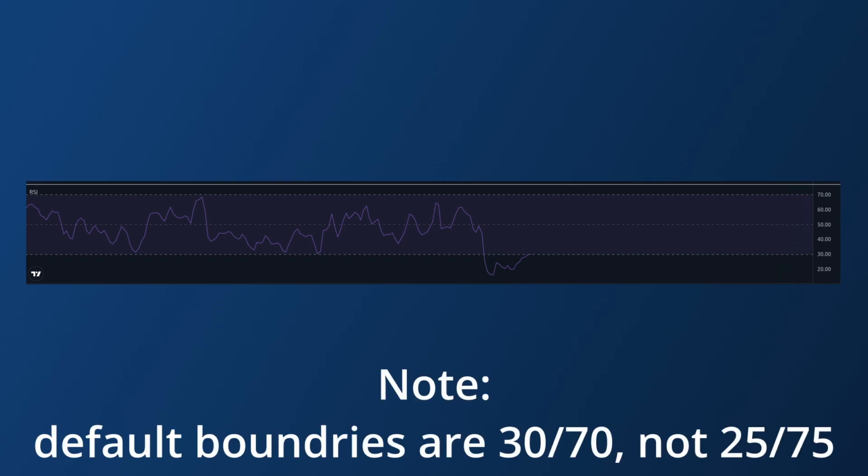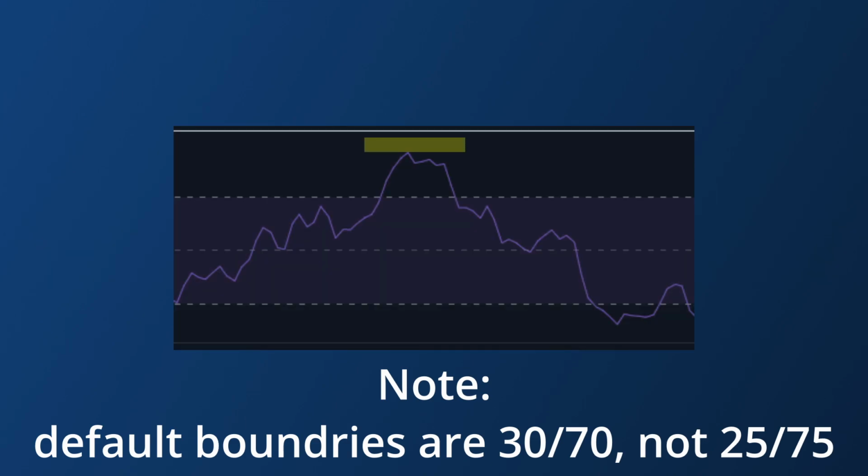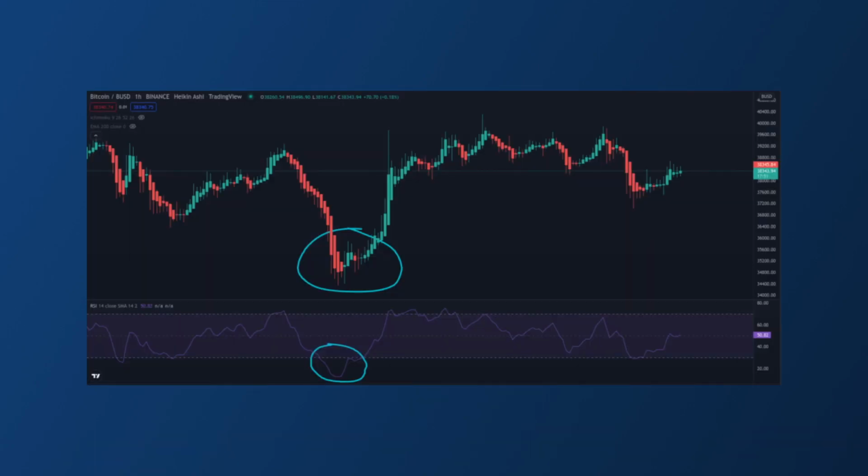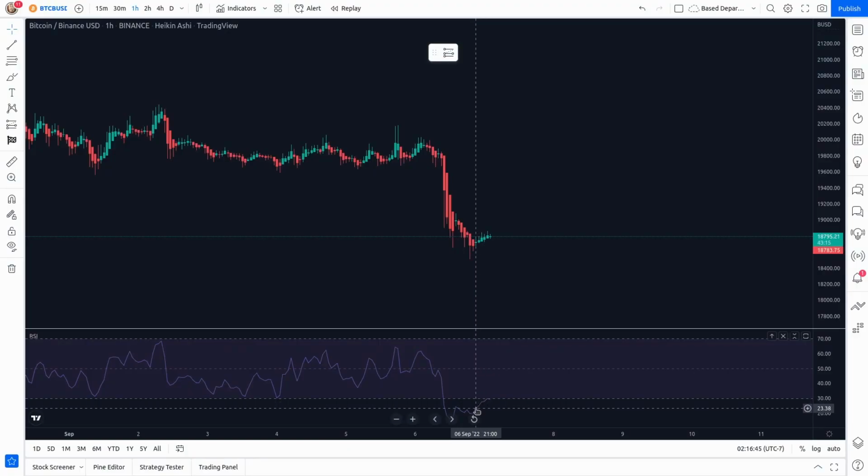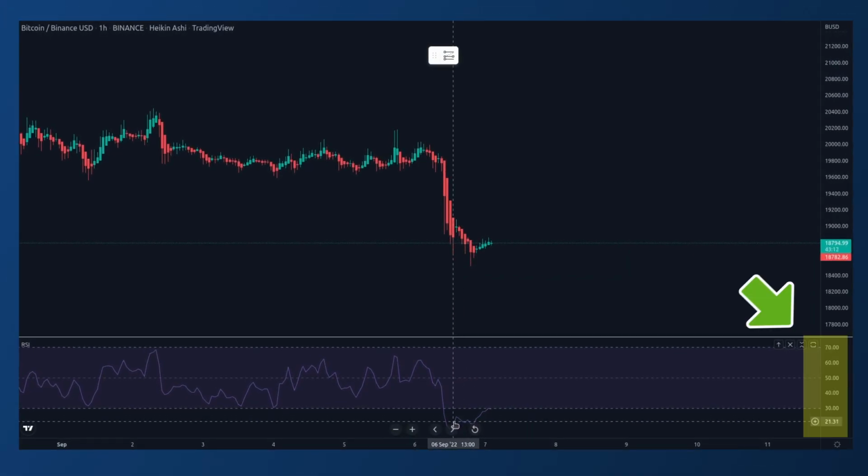The Relative Strength Index is an indicator that consists of a line that moves between 0 and 100. When the line is below 25, the asset is considered to be oversold, and when the line is above 75, the asset is considered to be overbought. Usually this knowledge is used to find reversals in the market. As you can see, when I put my mouse over the line, you can see the RSI value right there.